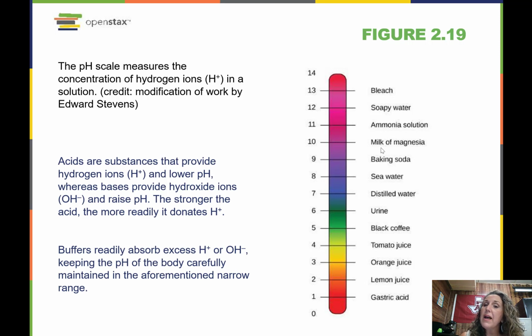But if you look here, milk of magnesia, which is like a supplement to lower your stomach acid, is a 10. So when you add the 10 to the 1, it brings it out to what we would call neutral, which is a 7. We talk a little bit about buffers, which absorb hydrogen or hydroxide ions to keep the body in balance. And that's really important. We use a lot of buffers in our system so that our blood or any of our bodily fluids do not become too acidic or too basic, because it's very toxic.